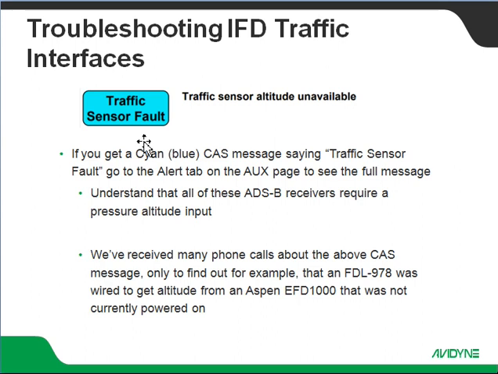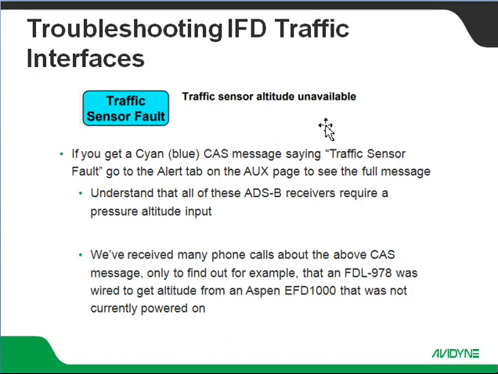If you see a traffic sensor fault on the IFD, toggle over to the Alert tab and go look at what this full message is, because that makes a lot more sense all of a sudden, right? Traffic sensor fault, okay, we go to the Alerts tab. The Alerts tab gives us the long message. It says traffic sensor altitude unavailable. Alright. Well, now at least we know where to go look, and it makes sense, right? We know what's going on.